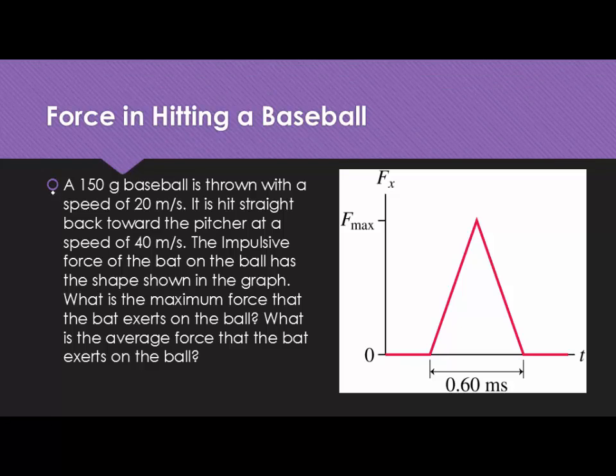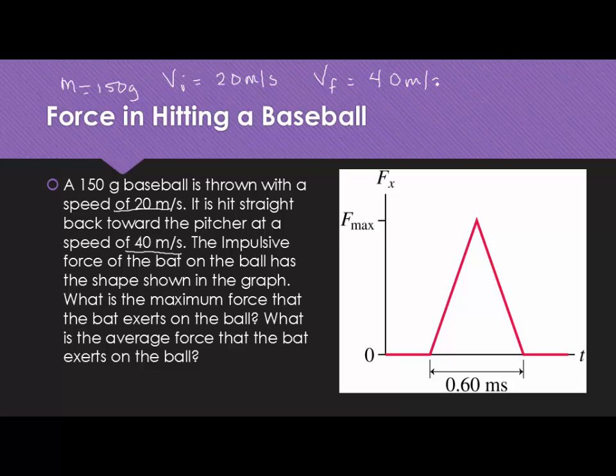All right, so we have a mass of 150. We have two different velocities, right? We have an initial and we have a final. So let's look and see what's happening in our problem. It's being thrown with a speed of 20, so that is our initial velocity. And then it's going to be hit straight back towards the pitcher at a speed of 40. So these are going in two different directions.